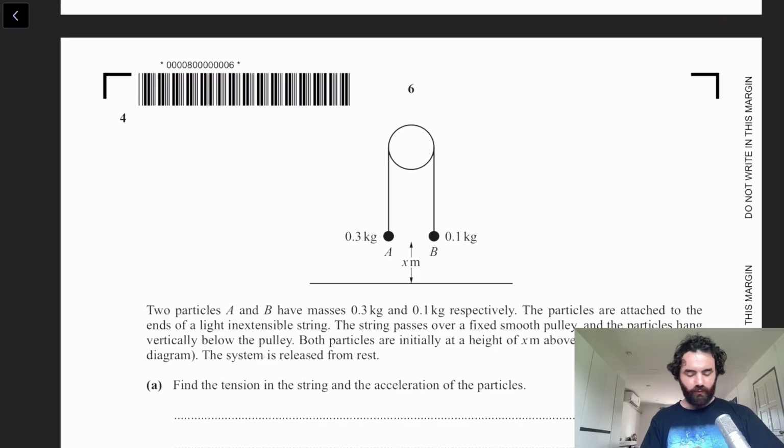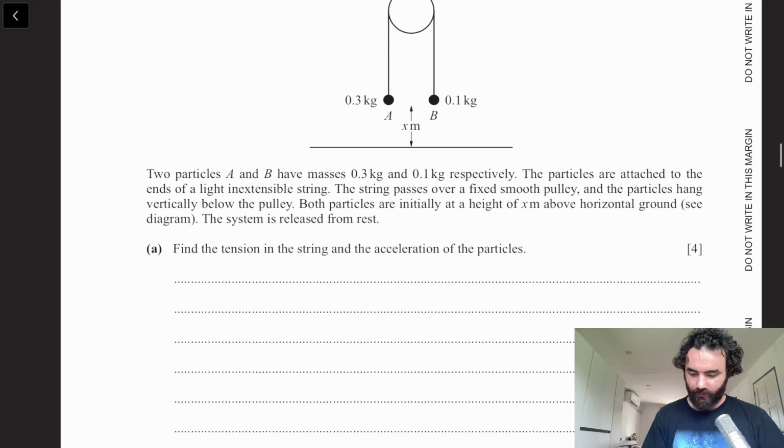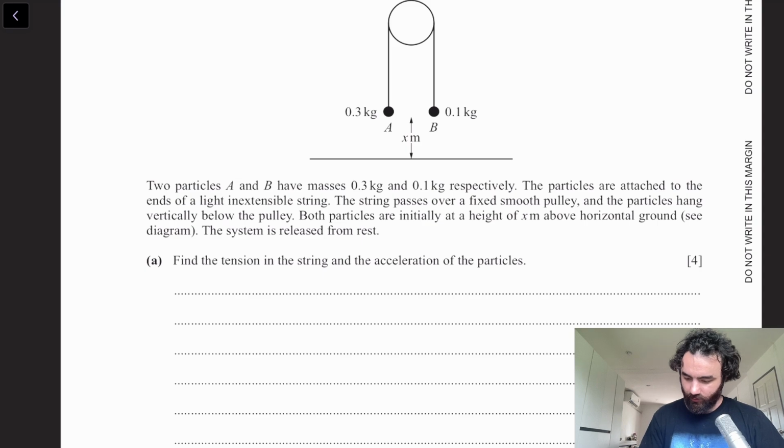Okay, so this is the pulley problem. Two particles. Describing this, both start. The string passes over a fixed pulley and hangs vertically, initially at height x to the ground. The system is released from rest. Find the tension in the string and the acceleration.